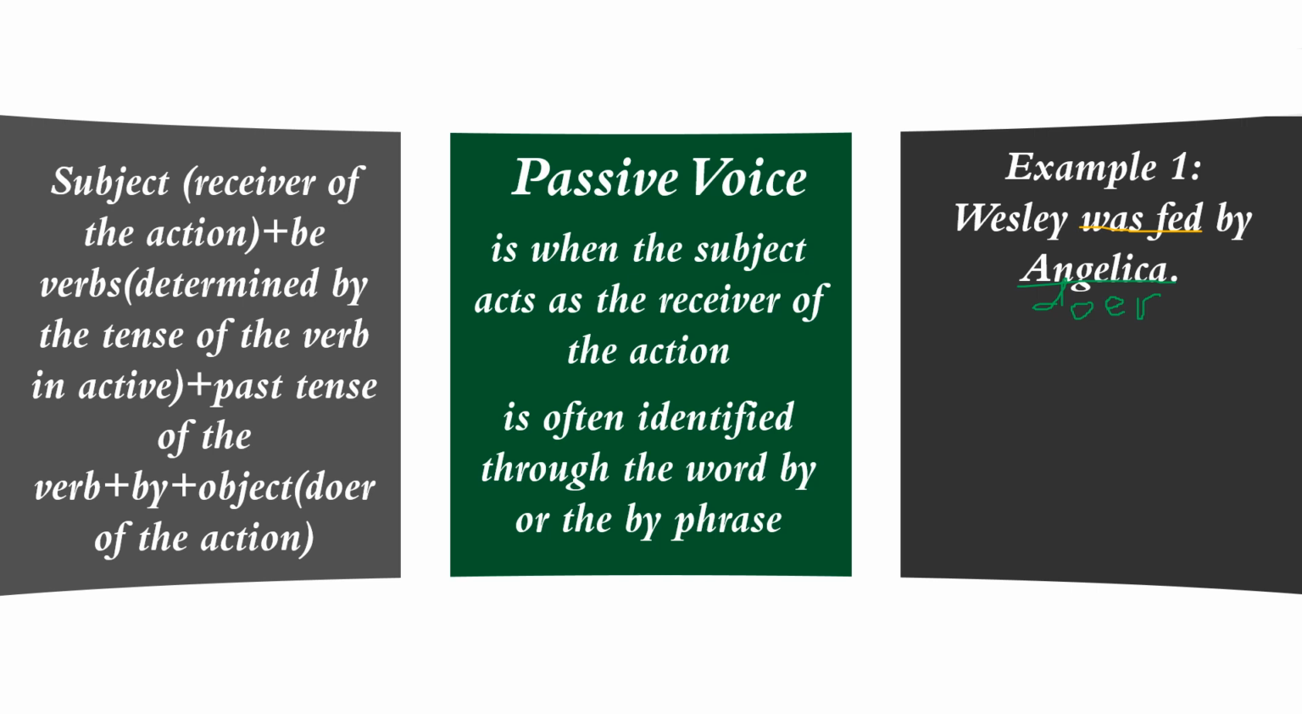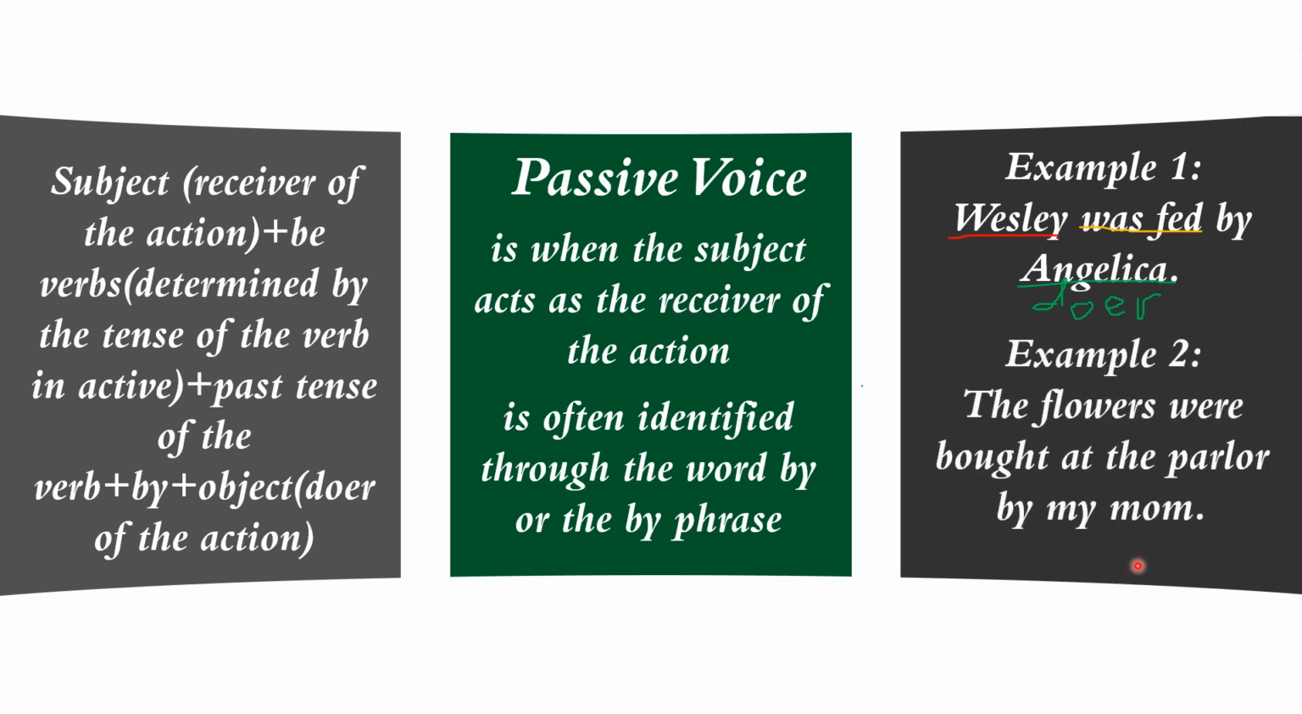And now, Angelica is the doer of the action. And who is being fed? Who was being fed? It is Wesley. If you can see how it differs, in the past video the doer of the action is the subject. However, in this example, in the passive voice, the doer of the action is the object, or the last part, the predicate.